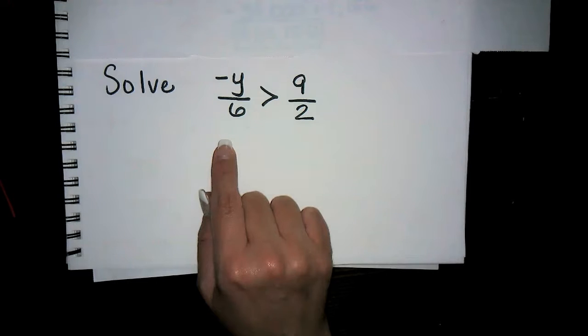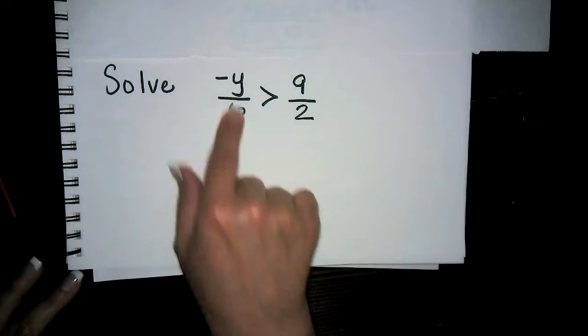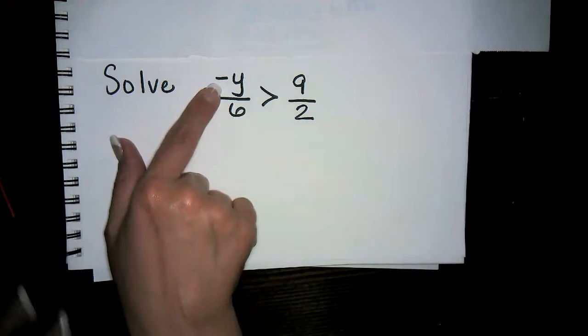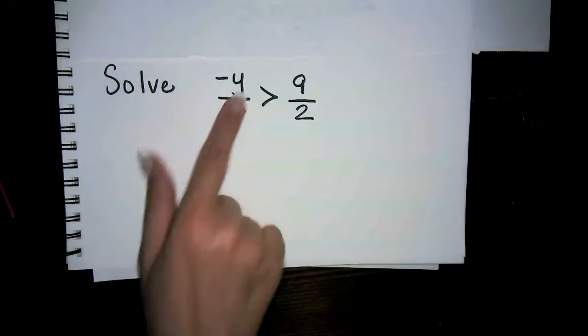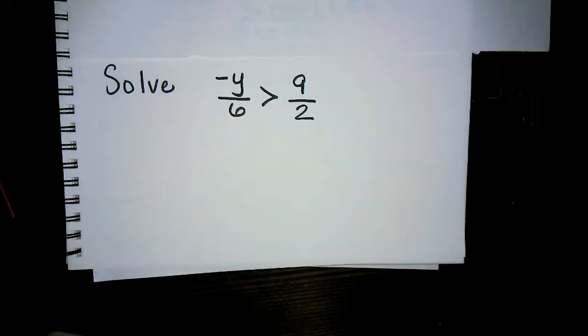In this video, we're going to solve this inequality here. It's got a lot of things to consider. So first, I want to take care of what's happening to the variable. The variable has a negative on it, we'll take care of that. And it's being divided by 6. So let's take care of the dividing by 6 part first.